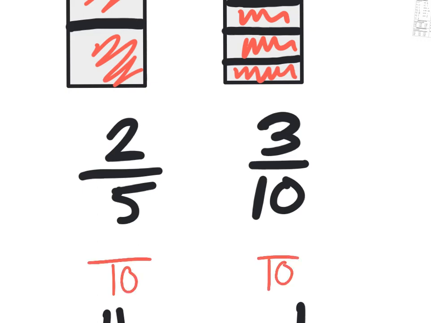Okay, how could I change 5 to become 10? I multiply by 2. So I end up with 4 over 10. Now, the other one, I didn't do anything to that 10. I mean, if I wanted to write something, I could put times 1. Still going to be 3/10.